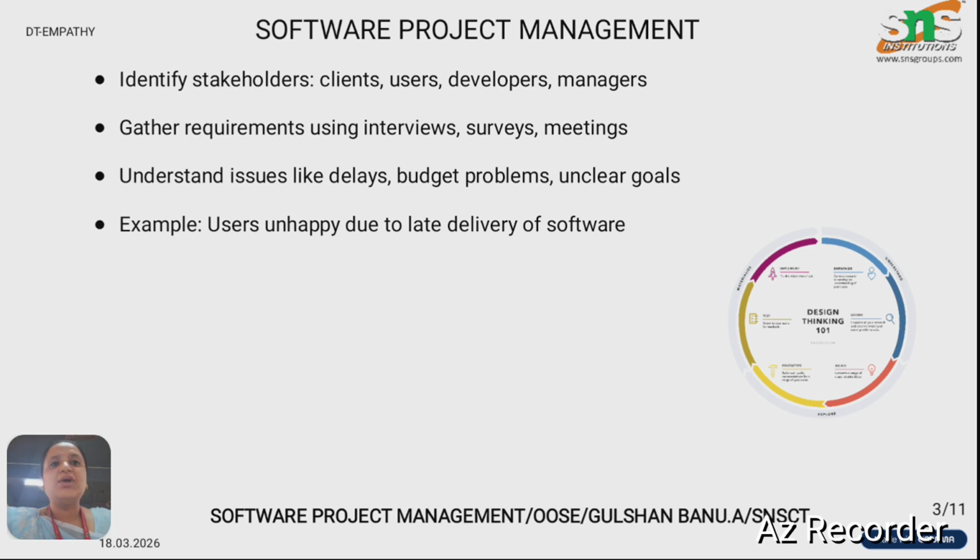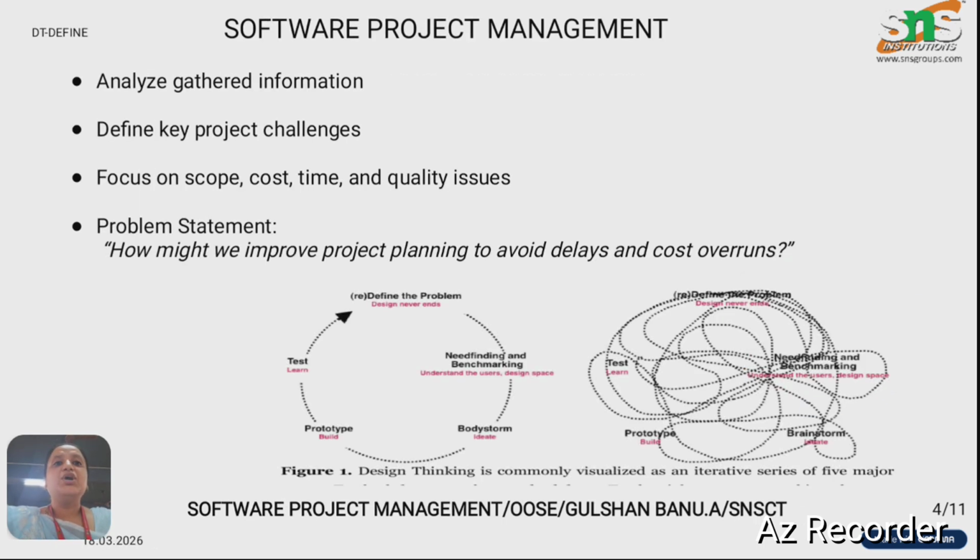In this you have to identify different kinds of stakeholders, gather different kinds of information, and understand different kinds of issues related to delay, etc. After that we have to see what the software project management process is.